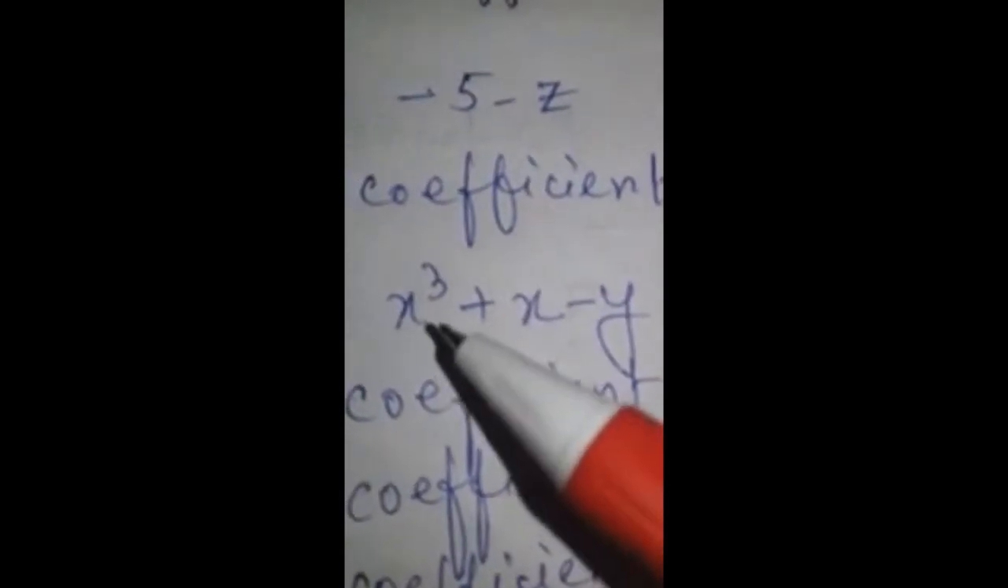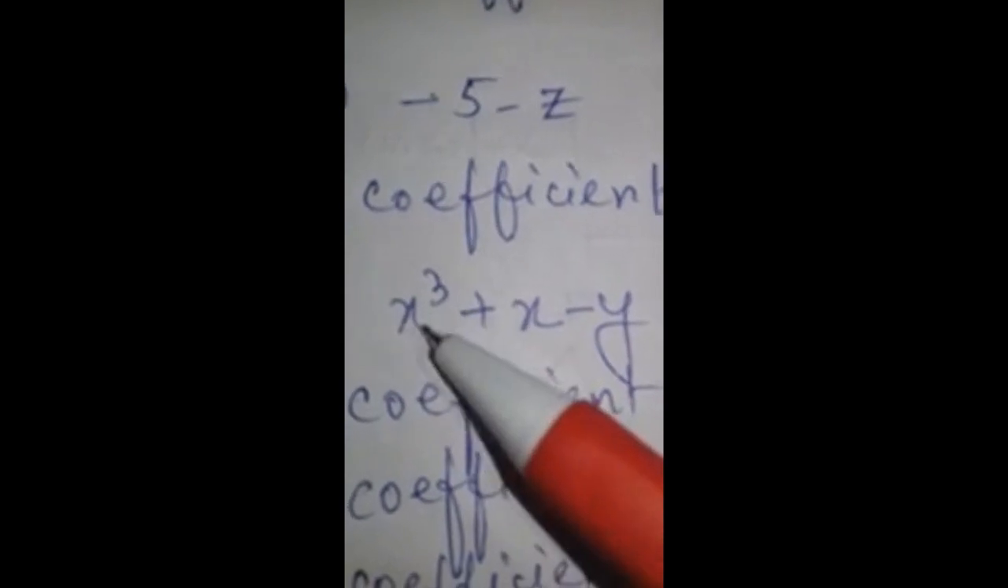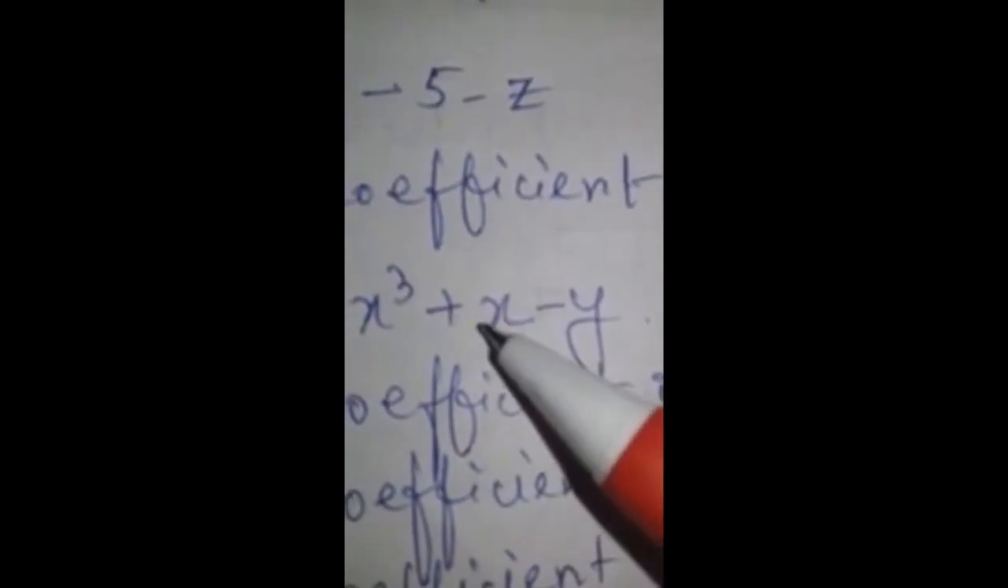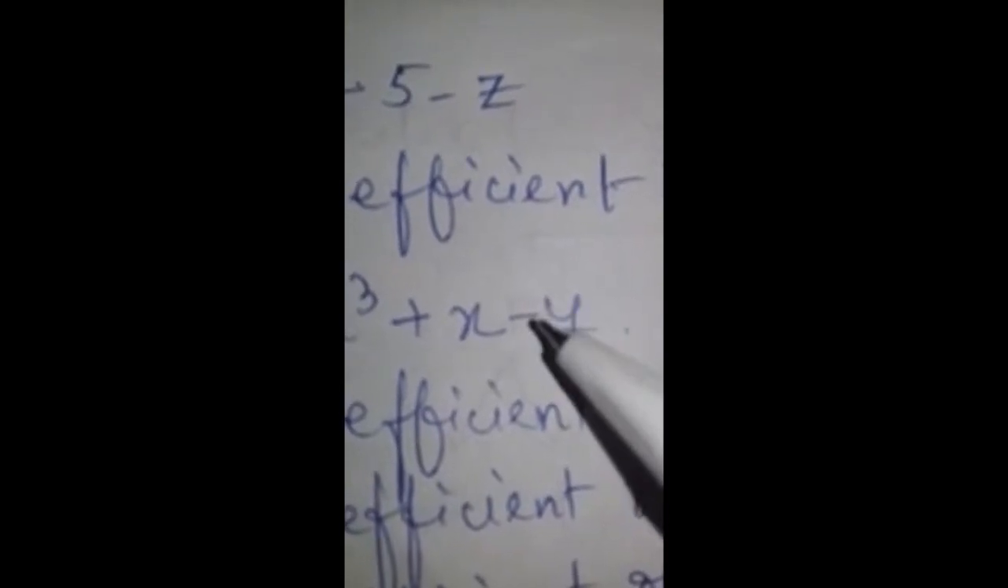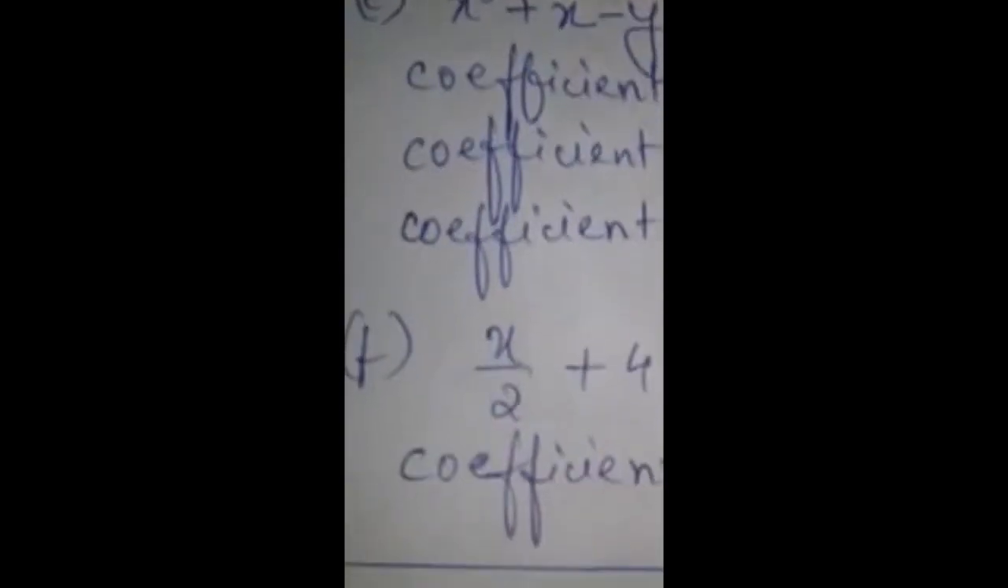Now come to part E. Here you have again an algebraic expression having 3 terms, that is x cube plus x minus y. So what will be the coefficient of x cube? As I said, no number is present, means you will have to take this as 1. Coefficient of x cube will be 1, coefficient of x is also 1 and coefficient of y will be minus 1. No number is there, means we take it as 1, and a negative sign is present, means we consider it as minus 1. So coefficient of y is minus 1.